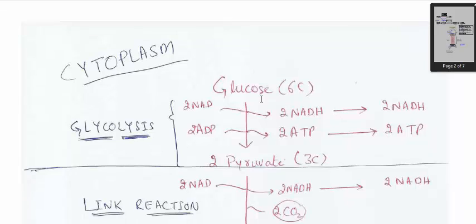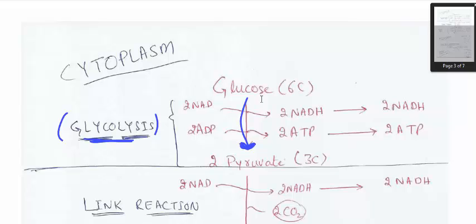So now we see how those concepts relate in the real cell. In the cell there is cytoplasm, and the major pathway happening in the cytoplasm is glycolysis. As I told earlier, glycolysis is the oxidation of glucose to pyruvate.